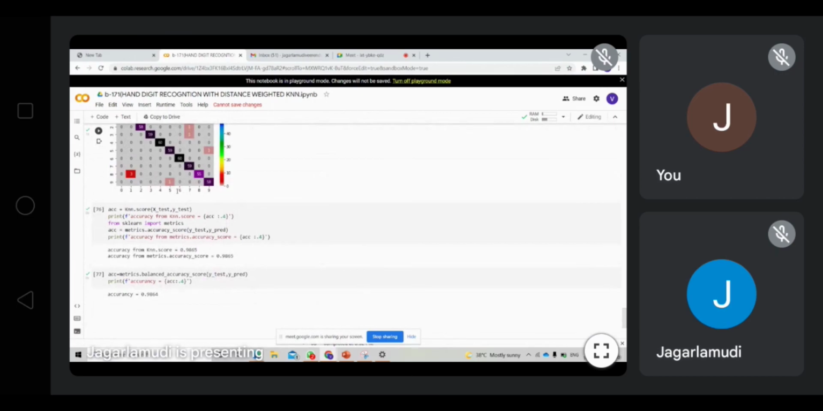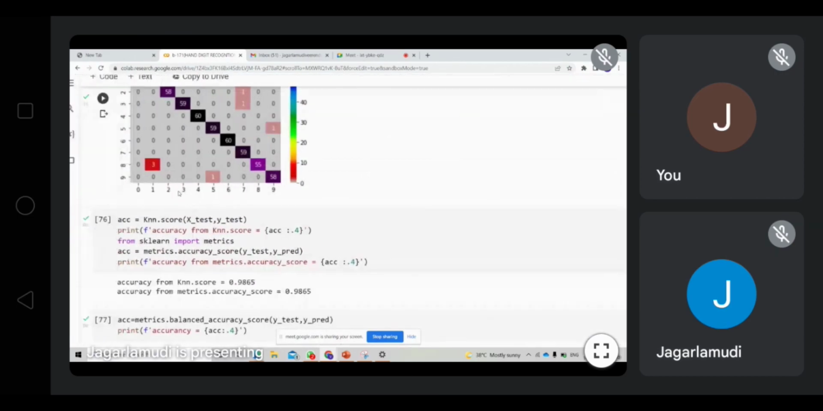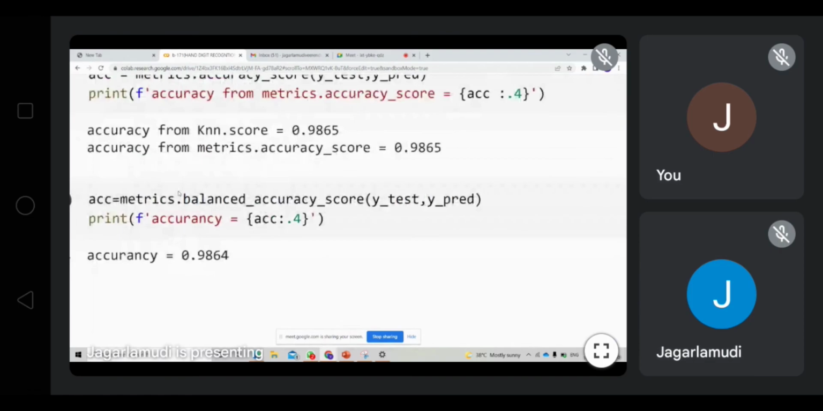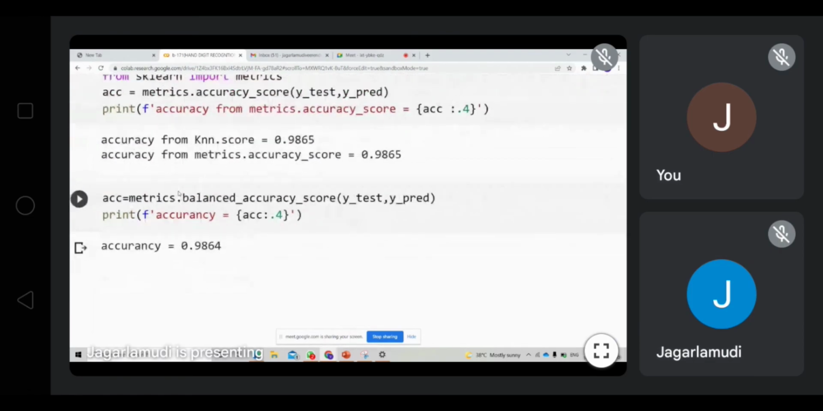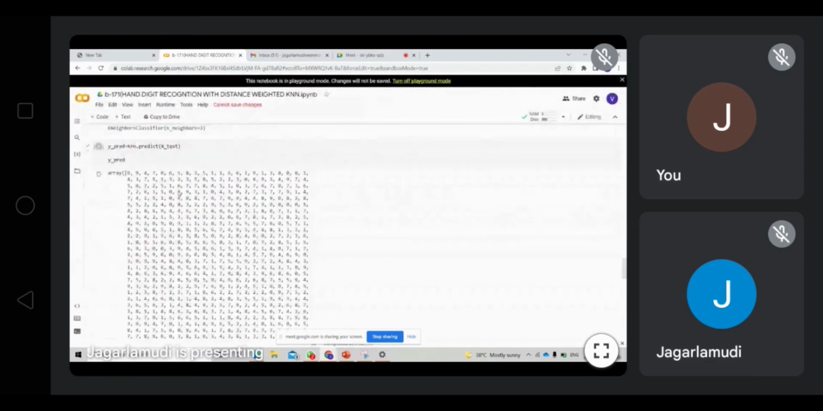This is the value for that. We got 0.9864. This is the accuracy of our project.